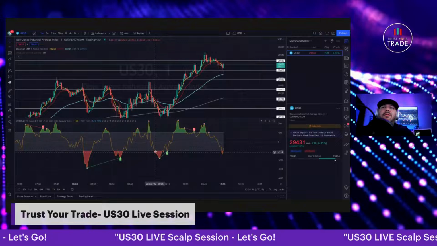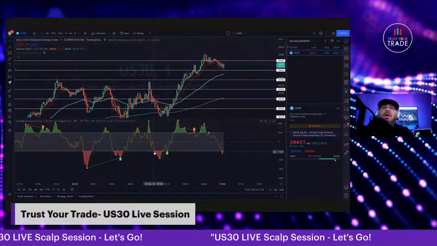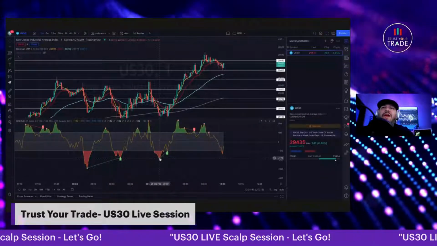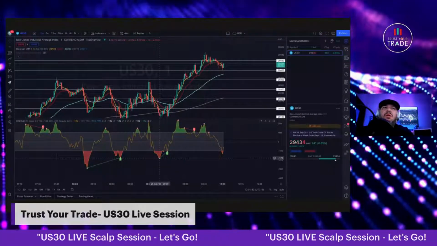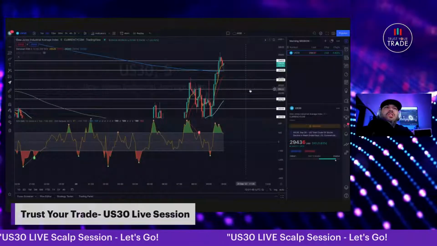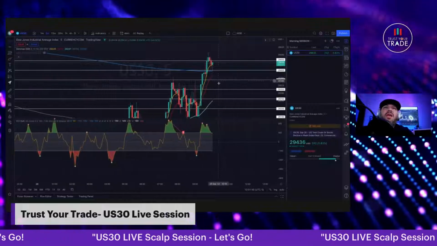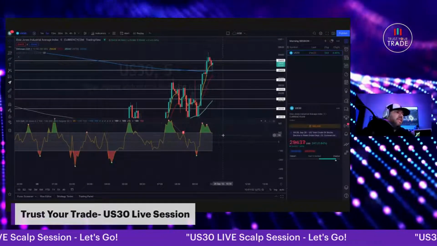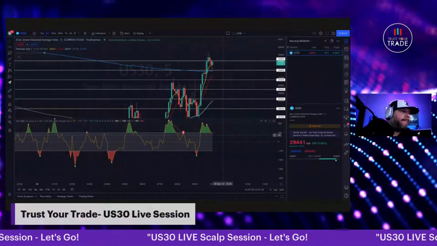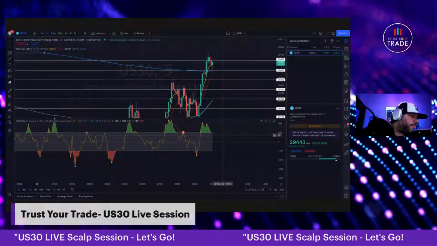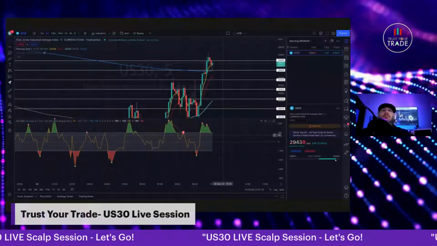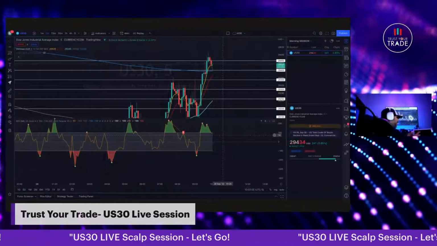Look, when she reached the oversold, she fell another 50 points, guys. So I see 29,350 being our zone. We're going to see how this plays out. We're just going to be patient right now.